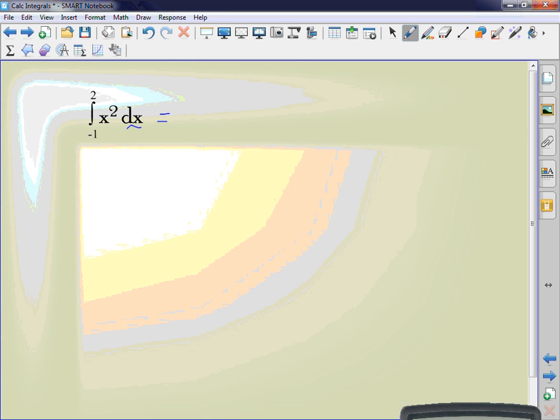We're not done with antiderivatives. Antiderivatives will be the rest of the year. What's the antiderivative of x squared? X cubed over 3, from -1 to 2.